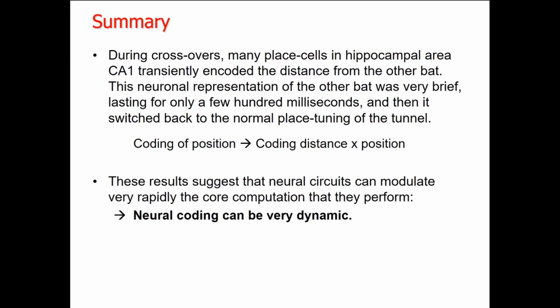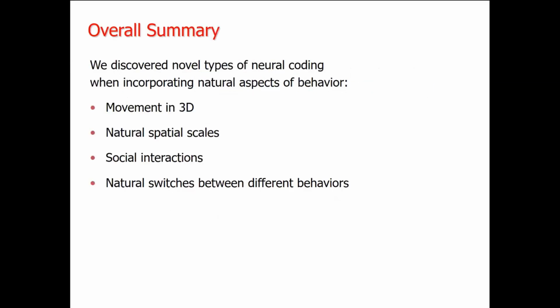And these results suggest that neural circuits can modulate very rapidly the core computation they perform. Neural coding can be very dynamic. We typically think about the function of a neuron as a given, right? This neuron does that. It encodes orientation in V1, or it encodes place or whatever. Here, the neuron switches from doing one thing, encoding of position, to doing another thing, which is coding distance by position. So this demonstrates that the neural code can be very dynamic.